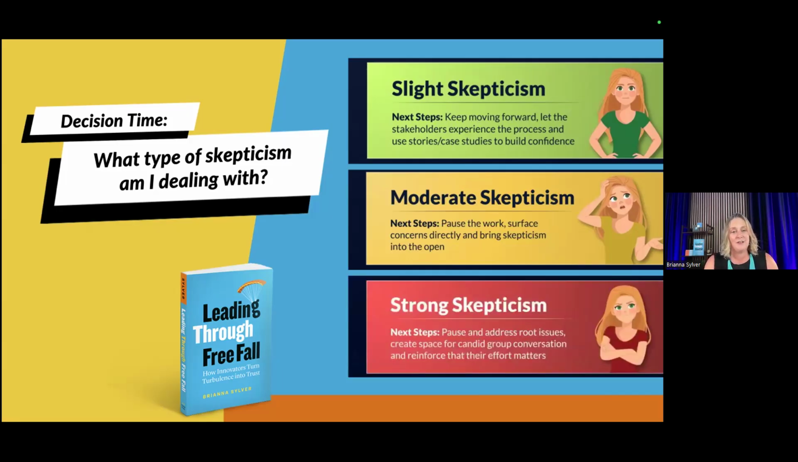And then you also have strong skepticism. And this is when we're in a situation like we are, right? Where there's a huge mutiny. People have stopped showing up. They've stopped putting their time into it. And here you need to pause and really address the root issues and create that space for more candid group conversation that's going to reinforce why this effort matters, why their participation in the effort matters.